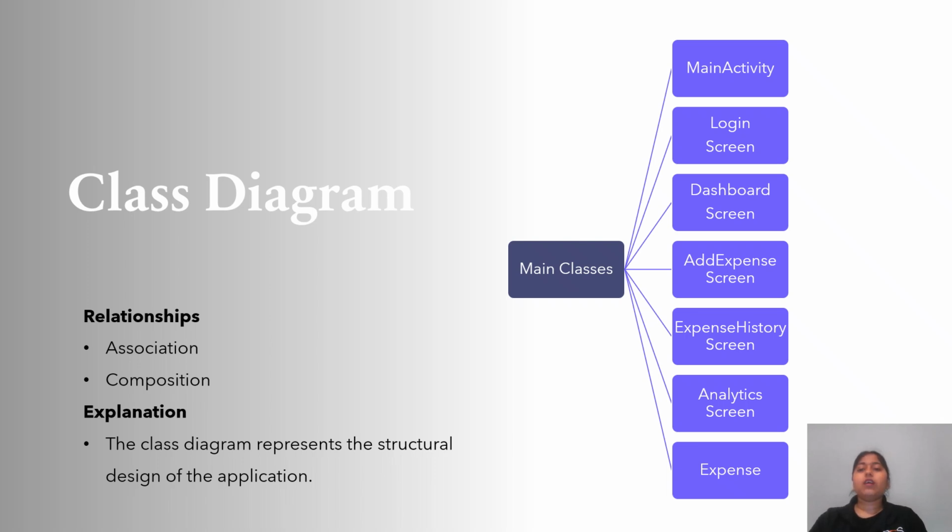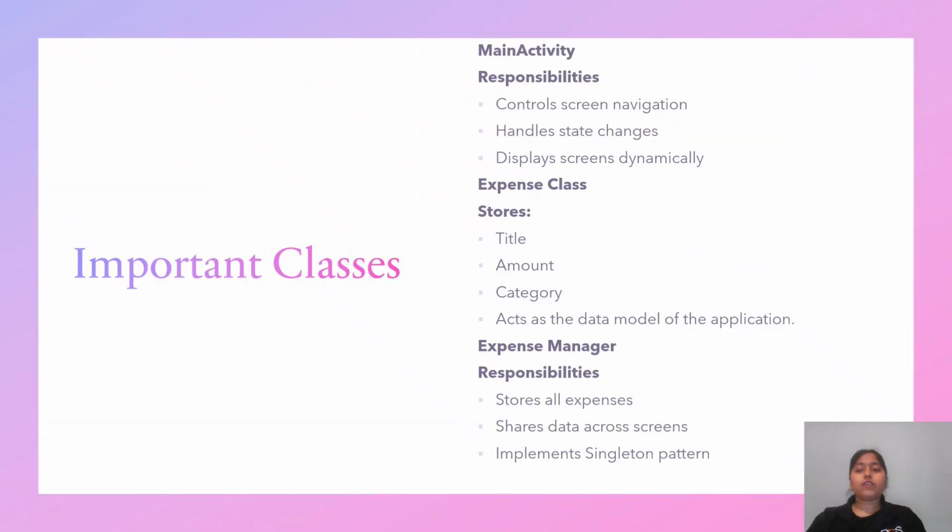And there are a lot of main classes: the main activity, login screen, dashboard screen, add expenses screen, expense history screen, and analytics screen. And the last is expense. And the next slide shows the important classes. There are many responsibilities in the important classes, like controlling screen navigation, handling state change, and displaying screens dynamically. The expense class stores the title, amount, and category, and acts as the data model of the application.